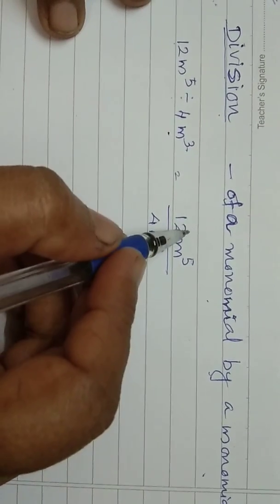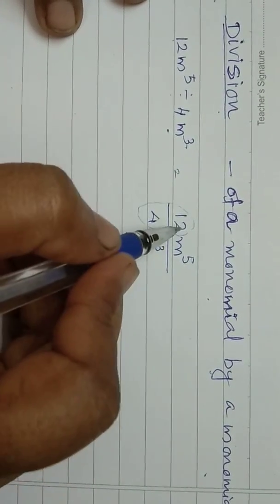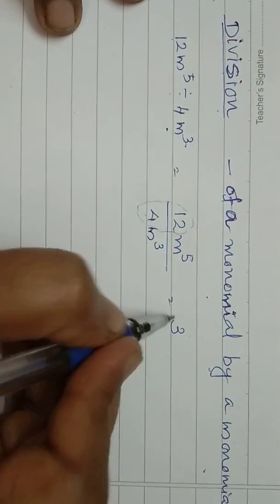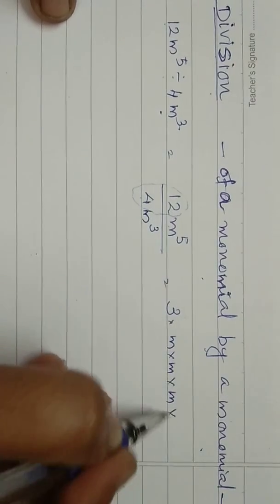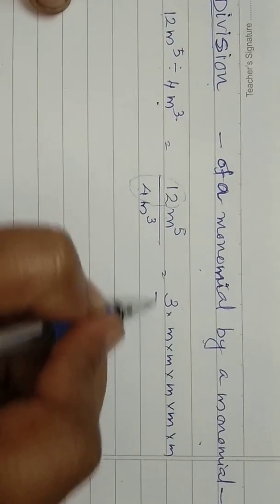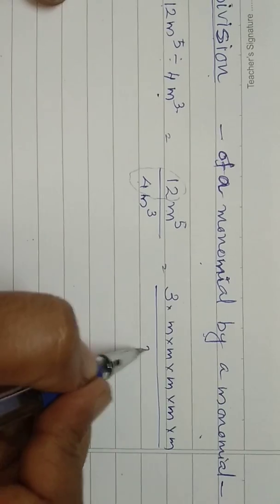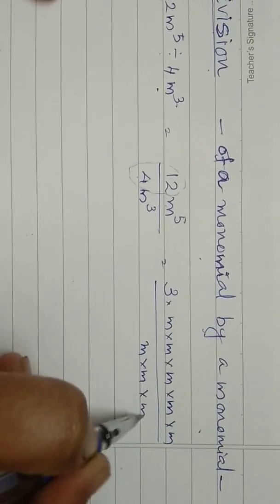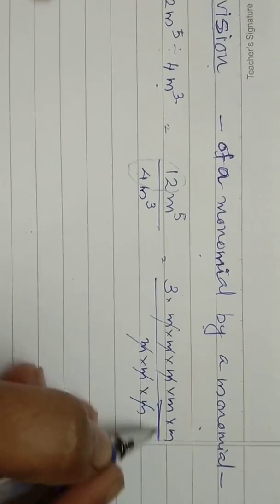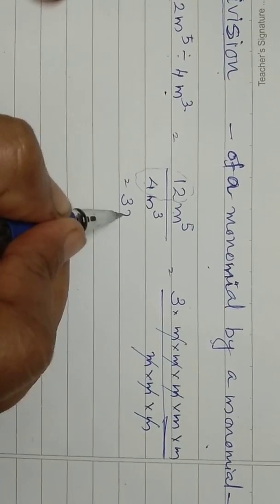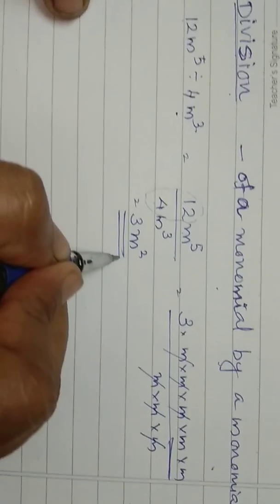Here, the same as in multiplication, divide the coefficients: 12 divided by 4 is 3. m raised to 5 means m into m into m into m into m, that is five m's, isn't it? Then in the denominator it becomes m into m into m. That means we can cancel each of the 3 m's. Remaining is m into m. So the answer is 3 into m raised to 2.